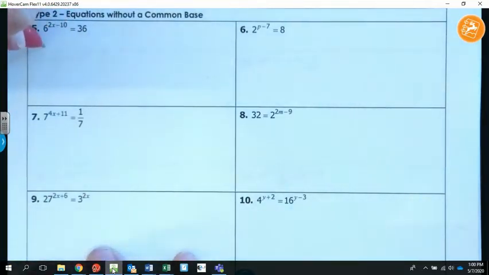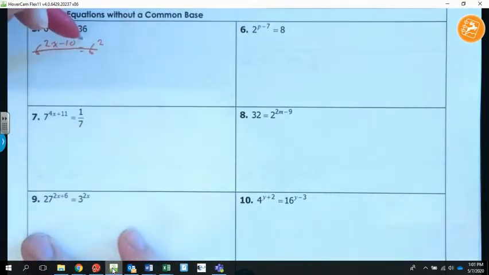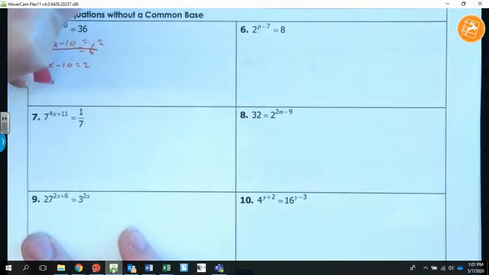So we're going to substitute, instead of saying 36, we're going to say 6 raised to the 2x minus 10 power is equal to 6 squared, because 6 squared is 36. Then we answer the question like we did before. The 6's go away. You set the exponents equal, and we have 2x minus 10 is equal to 2. I'm going to add 10 to both sides. It gets me 2x is equal to 12. X is equal to 6.